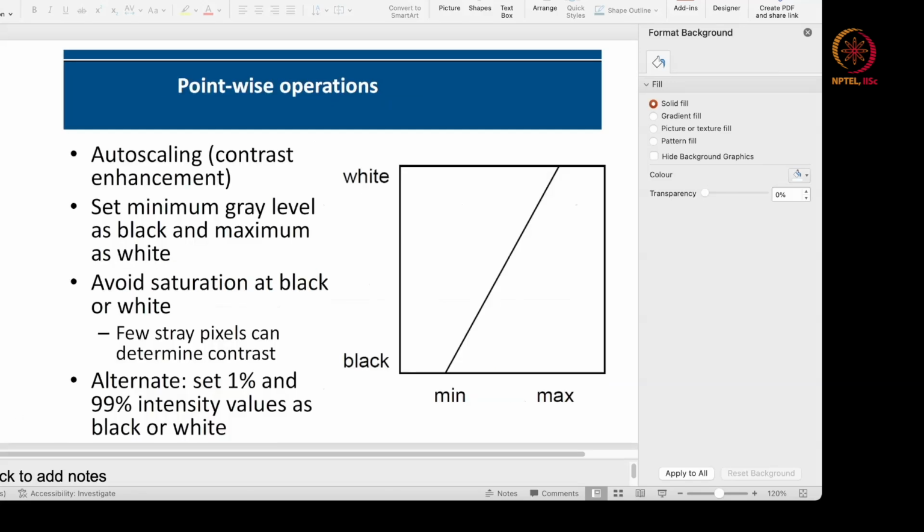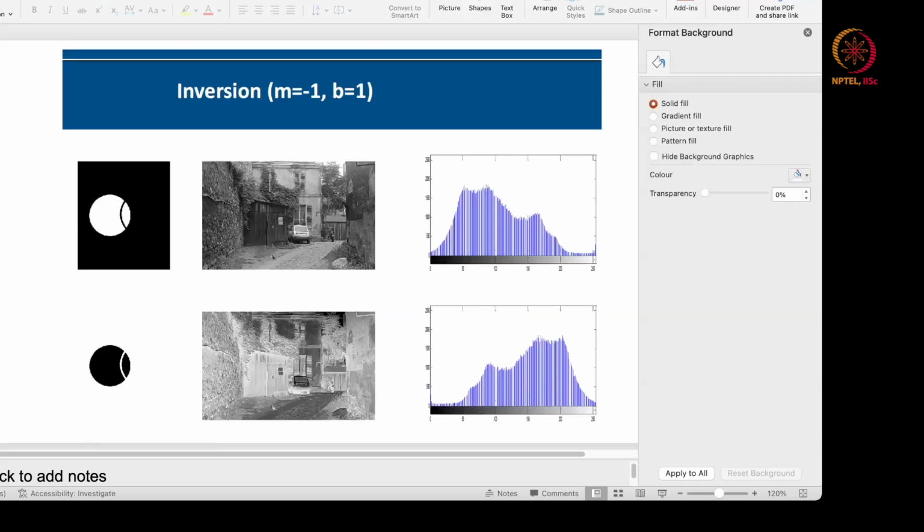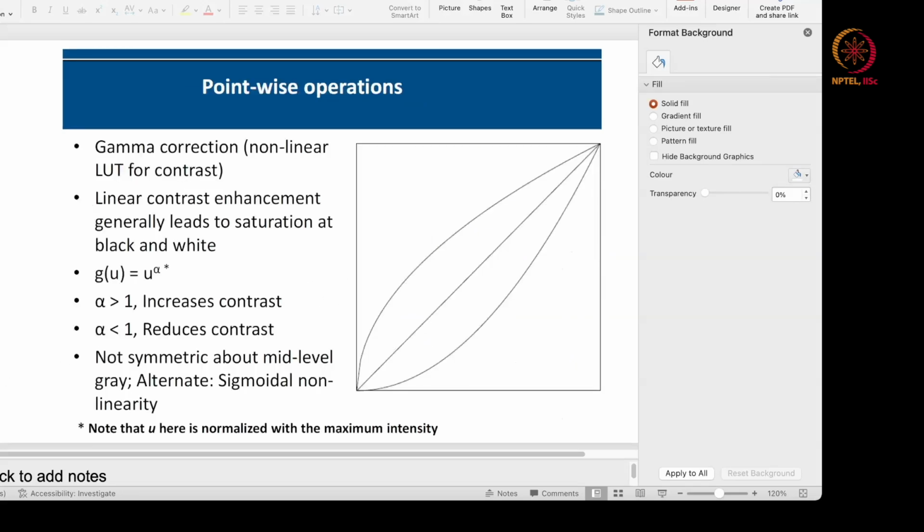There are also auto scaling examples for contrast enhancement, where you set the minimum gray value as black and the maximum as white to avoid saturation at black and white. The alternative is to set the 1% and 99% intensity values as black and white. So this is an example of auto scaling that you get. The minimum is 125, max 2. And this is, of course, an inversion. It makes common sense what inversion means.